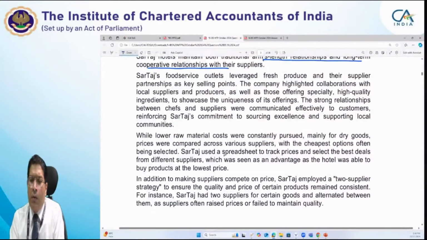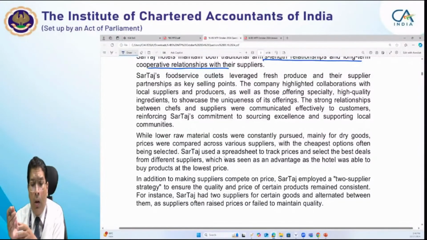Sartaj's food service outlets leveraged fresh produce and their supplier partnership as key selling points. The company highlighted collaboration with local suppliers and producers, as well as offering specialty high quality ingredients to showcase the uniqueness of its offering. The strong relationship between chefs and suppliers was communicated effectively to customers, reinforcing Sartaj's commitment to sourcing excellence and supporting local communities.